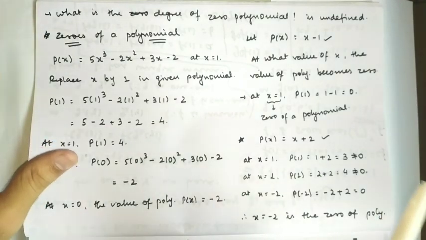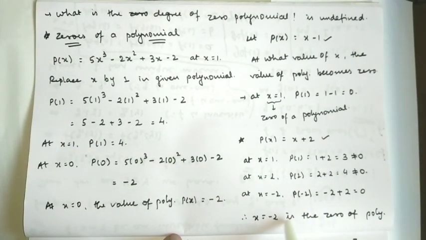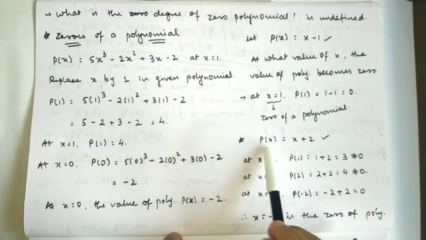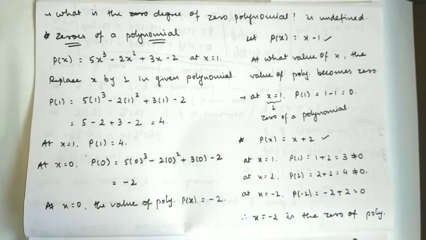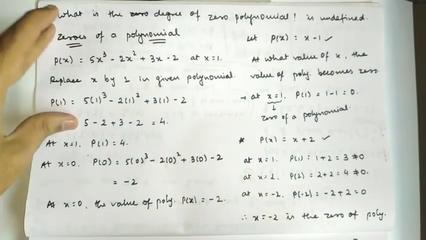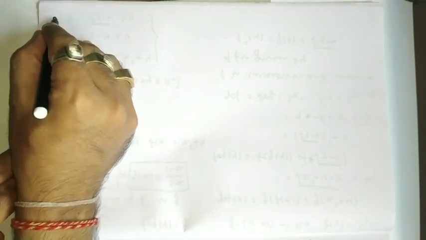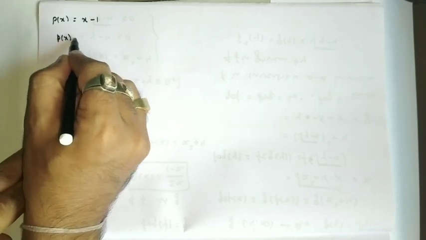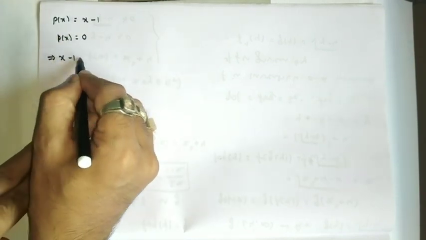Correct. Now, can we say that if x equals minus 2 is a zero of a polynomial, that means p of x will become 0? So suppose I have a polynomial, we took the same example. P of x is equal to x minus 1. So if I take p of x equals 0, that means x minus 1 equals 0. And if x minus 1 equals 0, that means x equals 1. Am I right? Now if x equals 1, we can say that this 1 is the root of this polynomial.